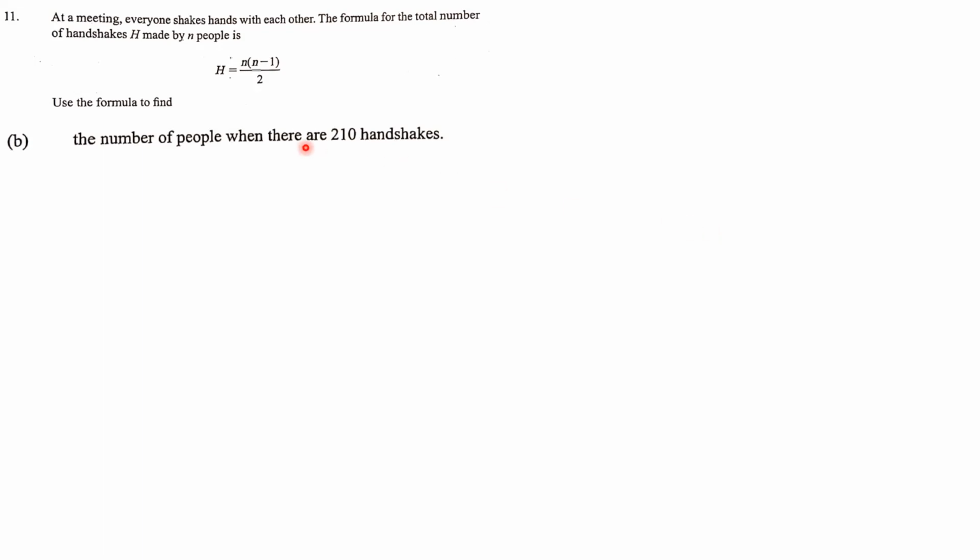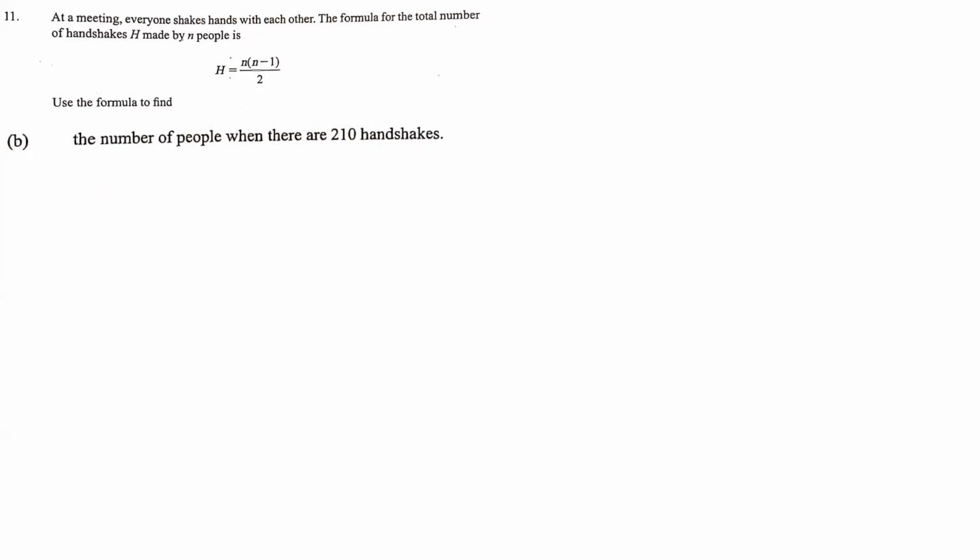It says, find out the number of people when there are 210 handshakes. So basically, this is supposed to be H, not S. So I need to correct that. One moment, let me make a correction to that. It's actually supposed to be H because it is the number of handshakes. So let's use capital H for that. So H instead of S.